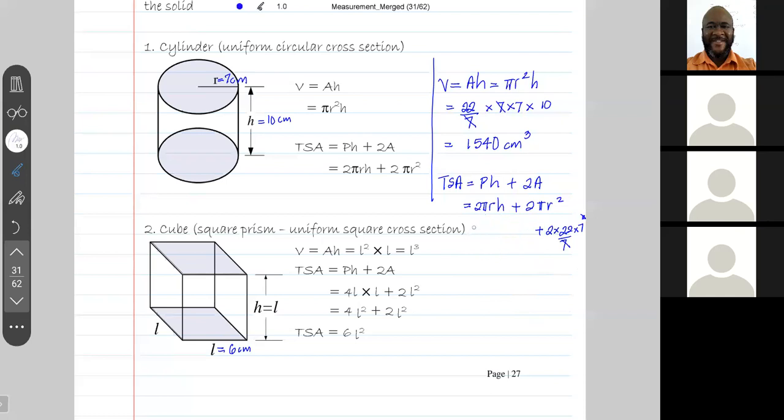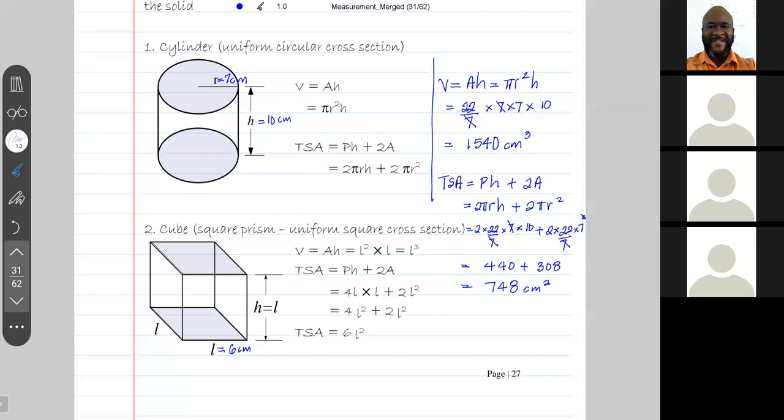It's 2 times 22 over 7 times r, which is 7 times 10. This 7 cancels this 7. So this is 440 plus 308. The entire volume would be 748, sorry, not volume, total surface area, and this would be centimeters squared. All right, so that is how you'd have to calculate the volume and the total surface area of a cylinder.